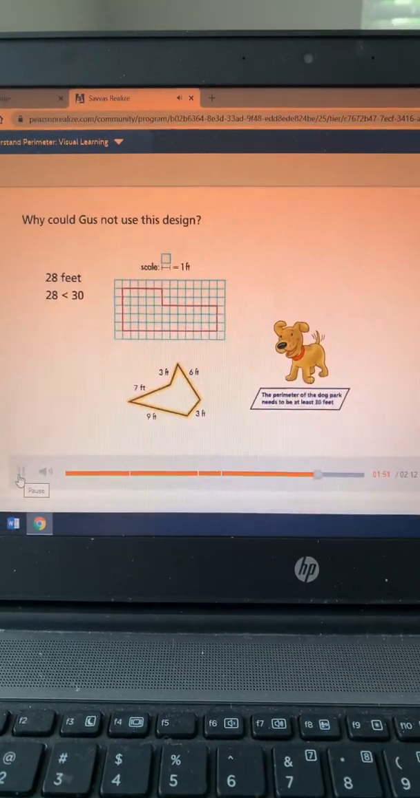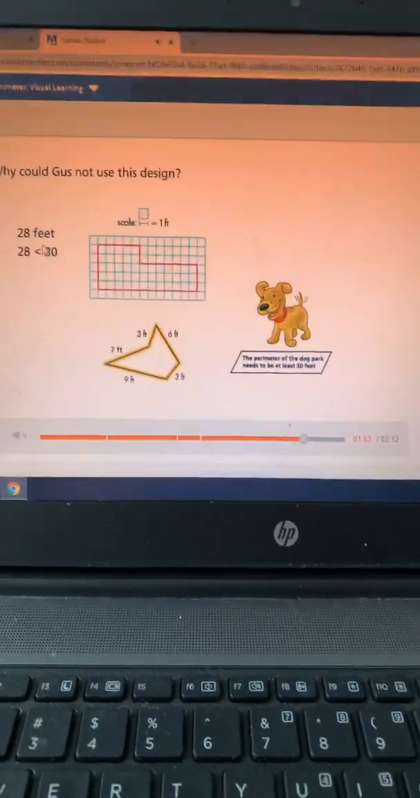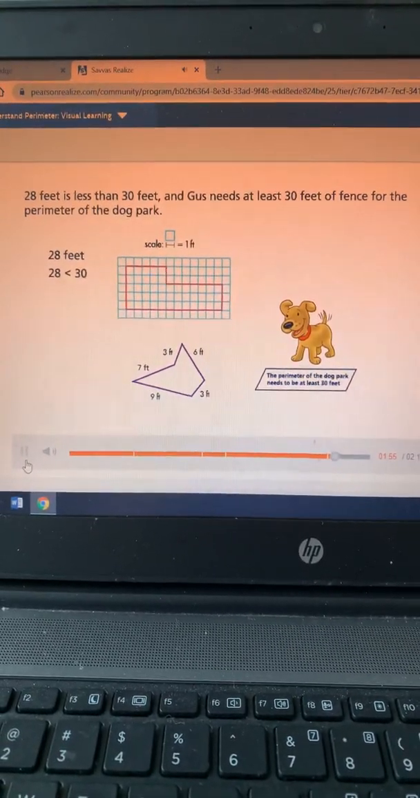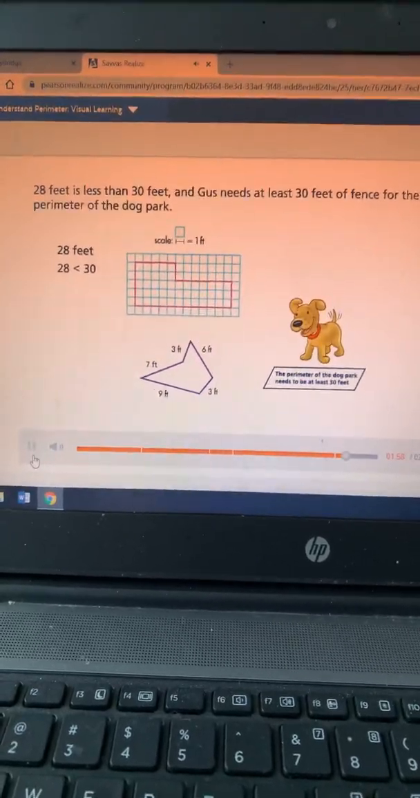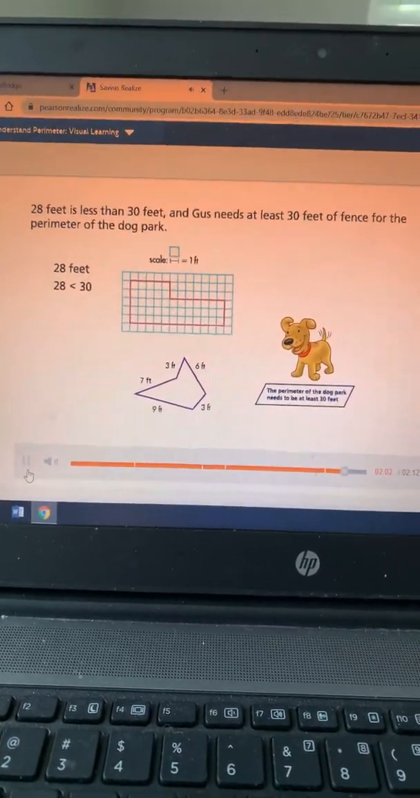Why could Gus not use this design? He can't use it because it's got to be at least 30 feet, and 28 is not 30 feet. 28 feet is less than 30 feet, and Gus needs at least 30 feet of fence for the perimeter of the dog park.